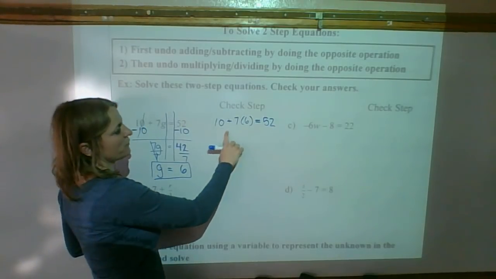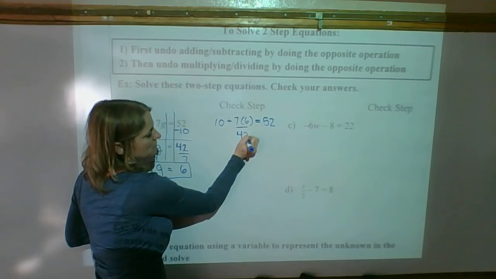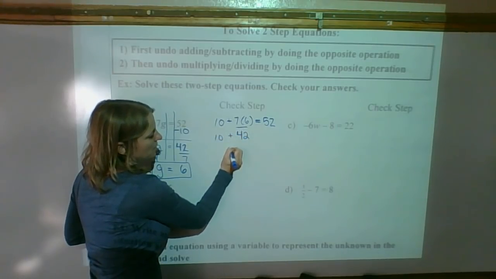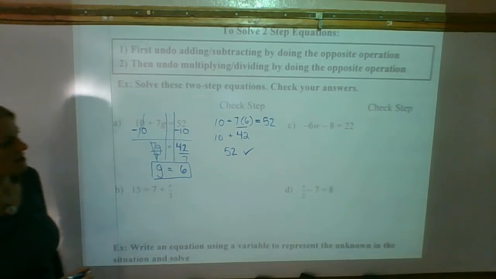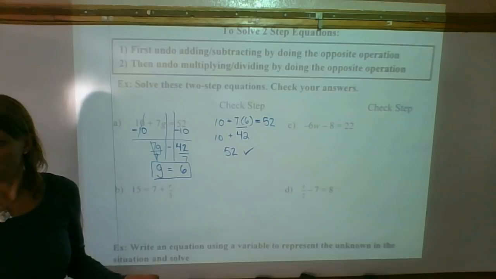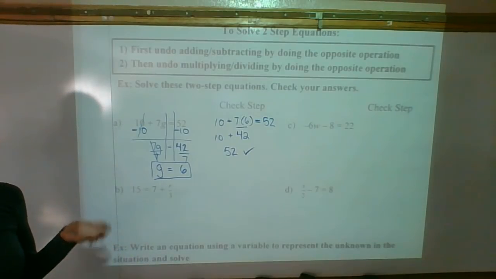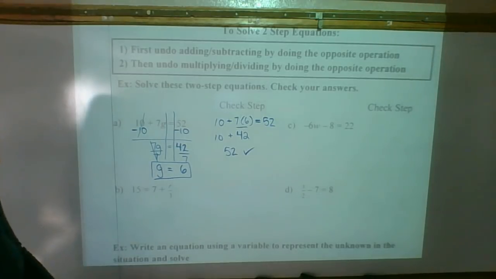Then I go through following my regular order of operations. I do 7 times 6 is 42, and then add the 10 to it, and then boom, 52. It does equal what it's supposed to. So check, I know it's right. All right, any questions so far? No. We're good? Okay.